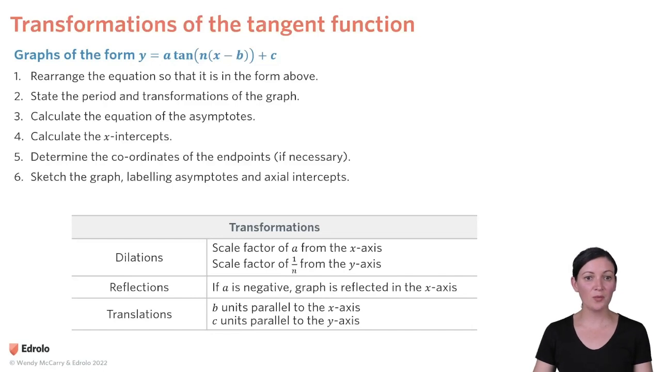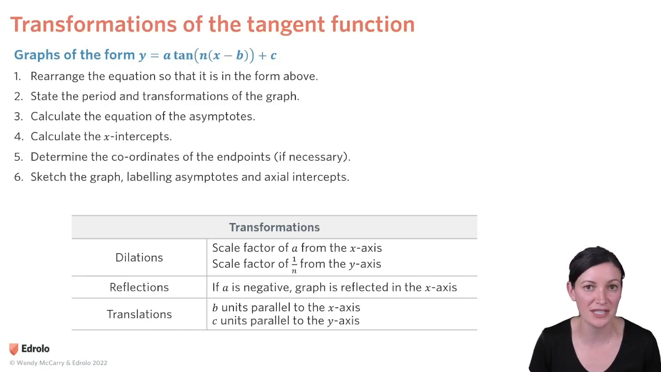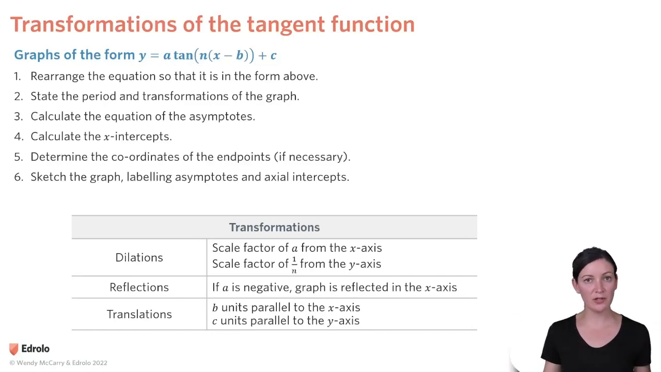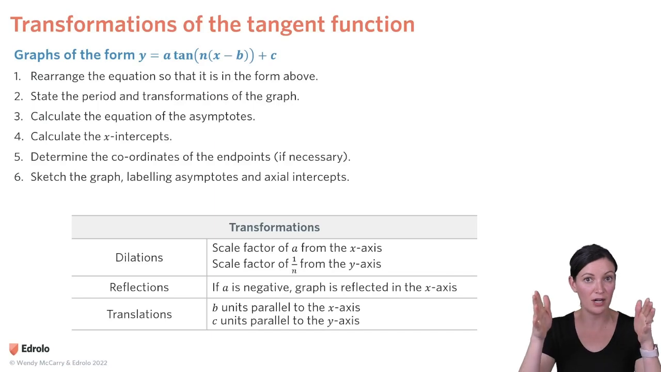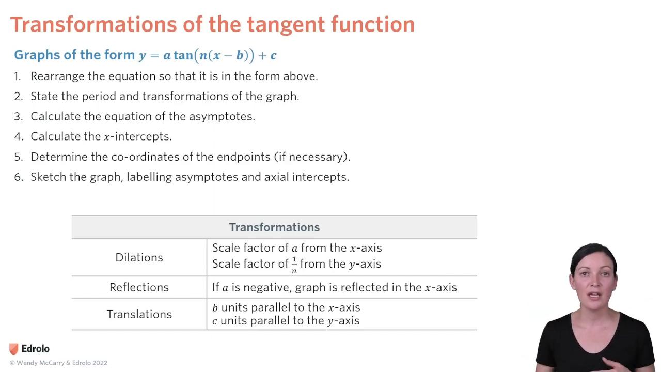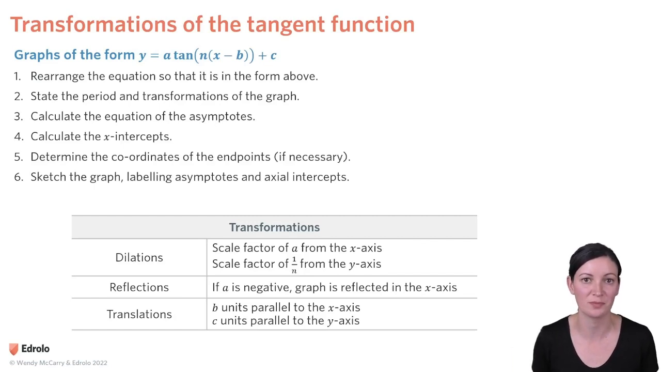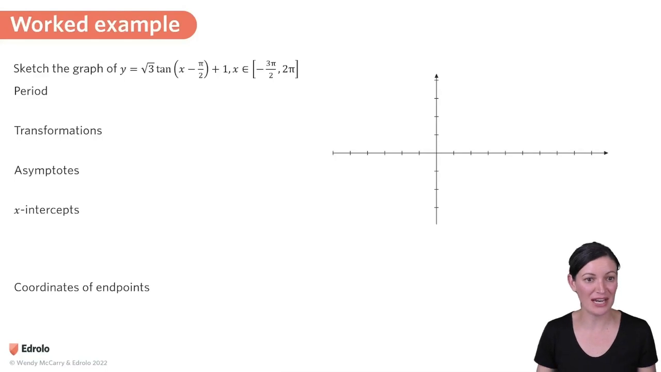So in this last section, we're going to have a look at transformations of the tangent function, okay? All of your transformations that you've been doing for all of your other functions in this course apply in the exact same way, okay? The only thing that maybe is a bit different with tangent is that we've got to consider our asymptotes, but we're going to look at our period. Is there any translations? Is there a reflection? And then we're going to look at our x-intercepts and coordinates of the endpoints if we need to.